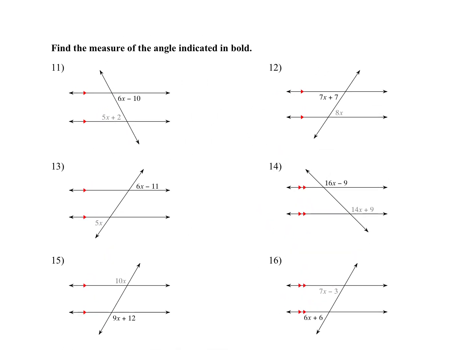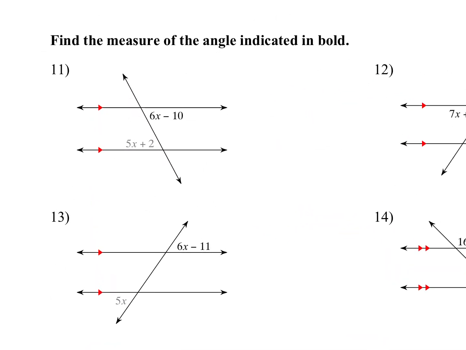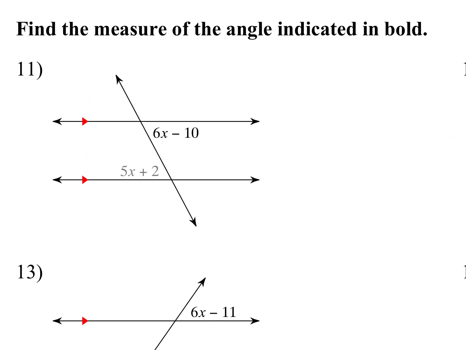Find the measure of the angle indicated in bold. I'm going to do one of these with you. Looking at number 11, how would I set this up? I put 6x minus 10 equal to 5x plus 2, because they're congruent angles. They're alternate interior, so they're going to be congruent. Keep in mind they're asking me to solve for what's in bold, so I need to get my x first. What am I going to do first? You would add 10 to both sides. Perfect.